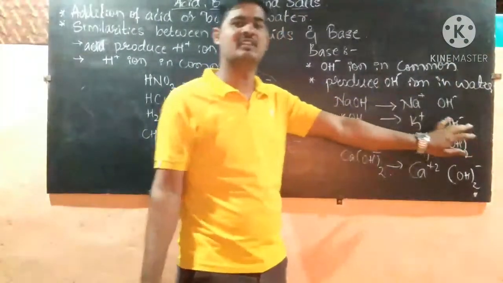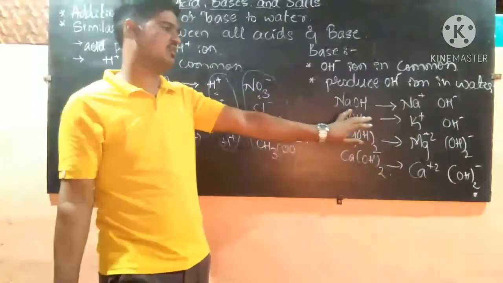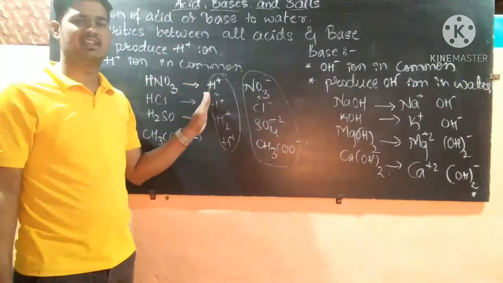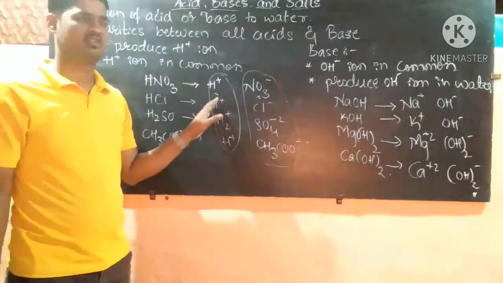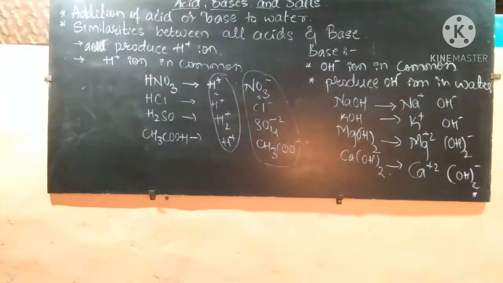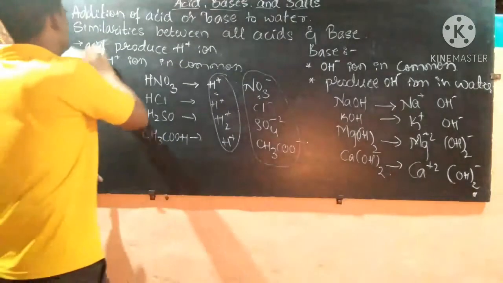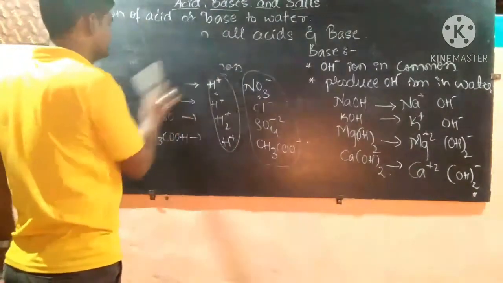All the bases are having OH minus ions in common, and all the acids are having H plus ions in common. This is the similarities between acids and bases.